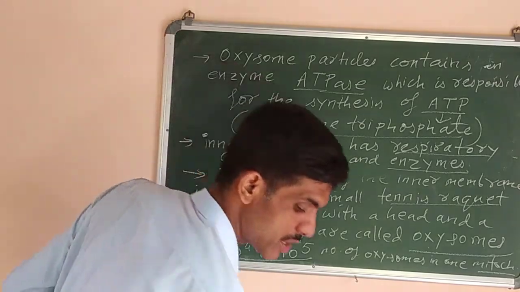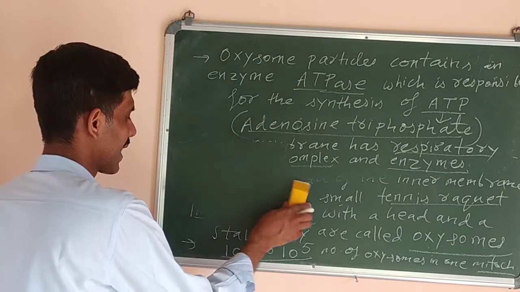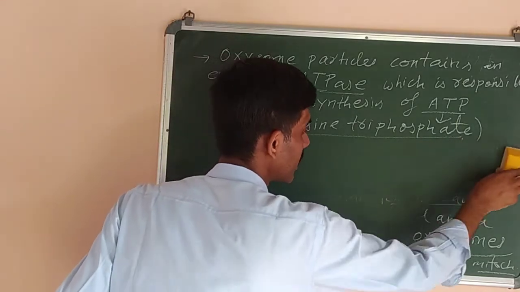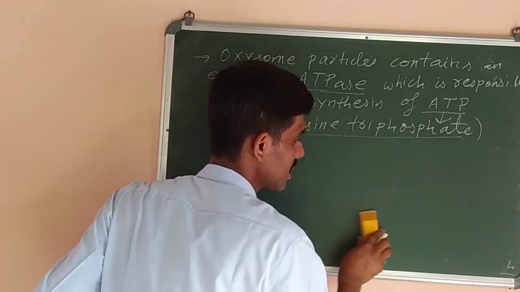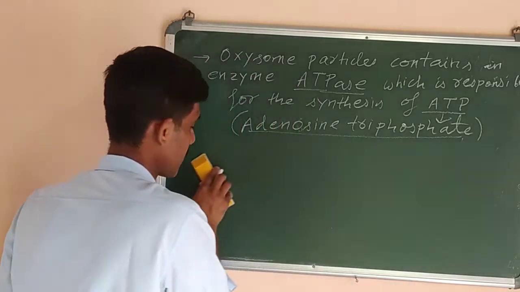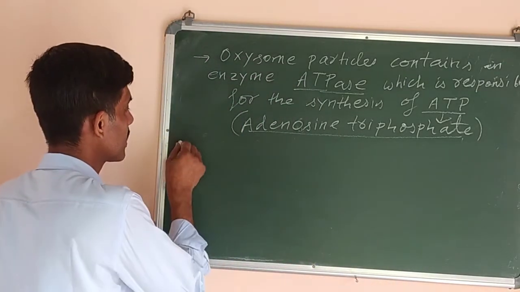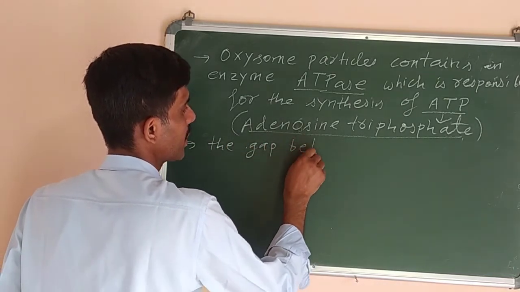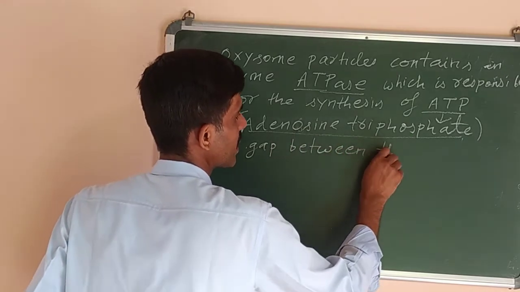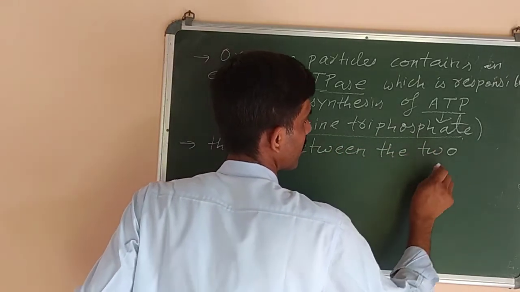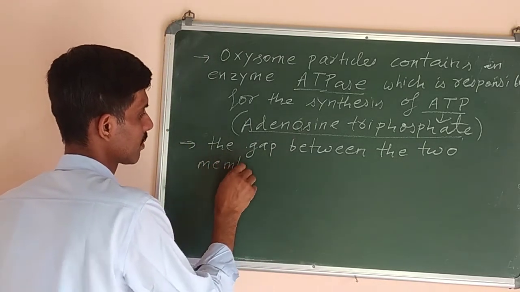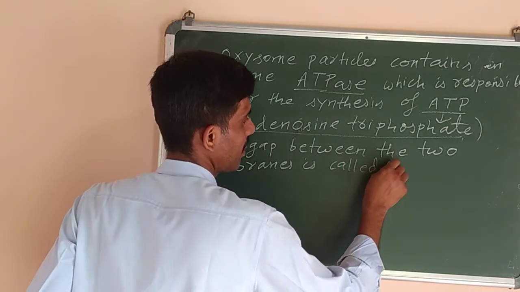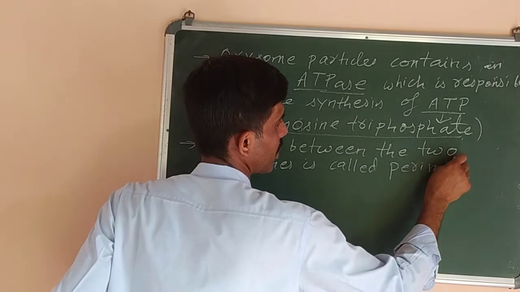Now next, the space between the two membranes. I have already shown you in the diagram that each mitochondria has two membranes, outer and inner membrane. The gap which is present between the two membranes is called perimitochondrial space.